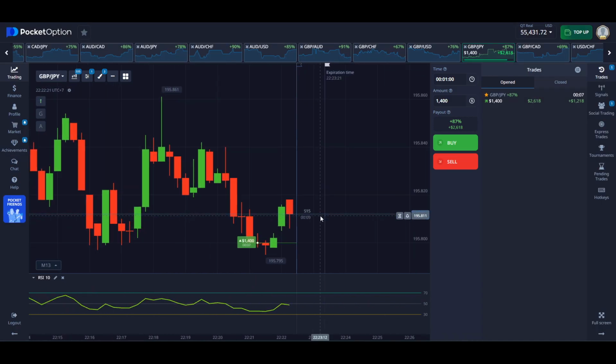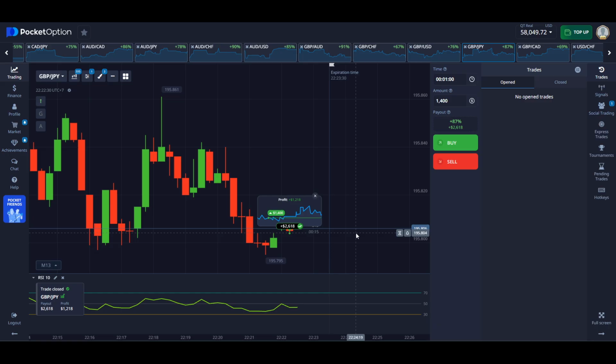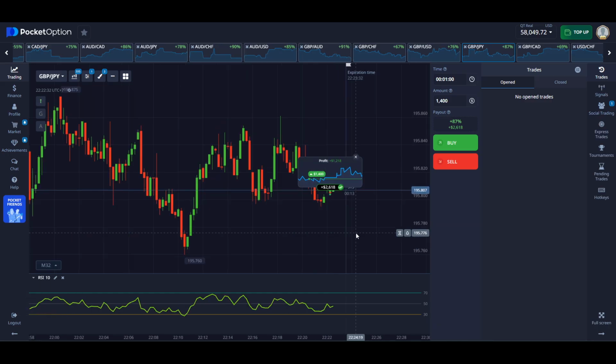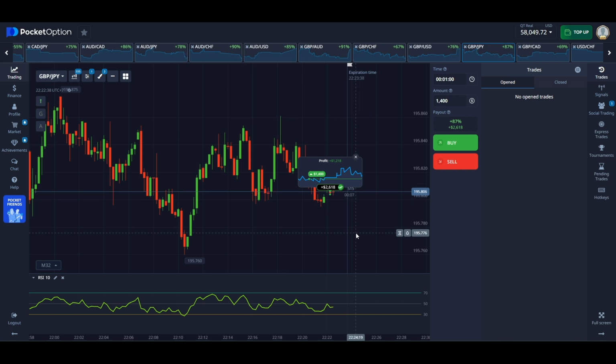In these situations, analysis doesn't work very well, and it's really the logic of big money that comes into play. That's why no one knows when a big player will come in and crash the whole market, so you need to be careful at those times. As you can see, I'm making $1,200, and we end up with a pretty basic and simple strategy using just one indicator.